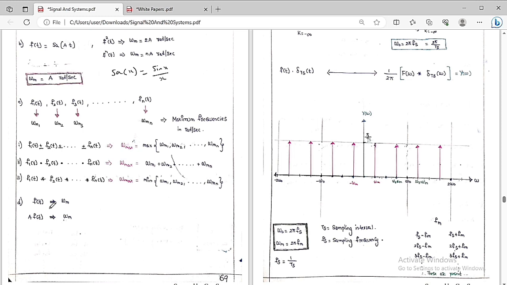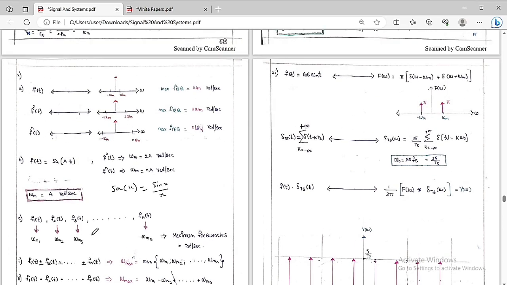So suppose the f of t signal is there, in which the maximum frequency present is omega m. Then a into f of t, where a is a scalar multiple, because you are only increasing the amplitude, but the frequency will be the same as it is. So the signal will also have the maximum frequency, which is omega m only. This one you always have to keep in your mind.